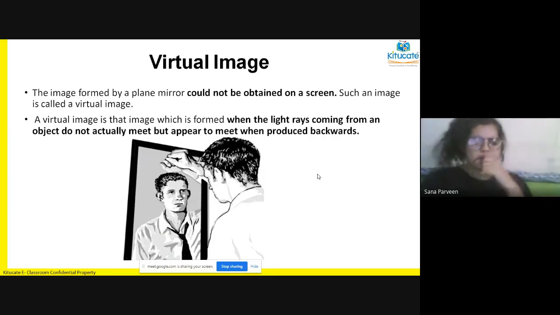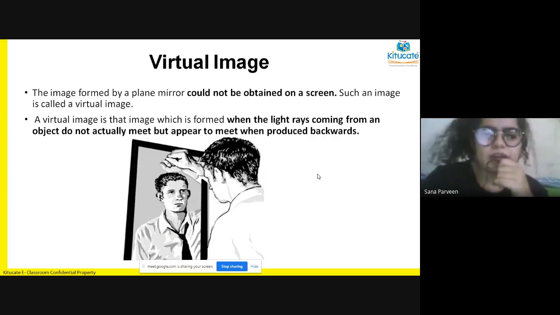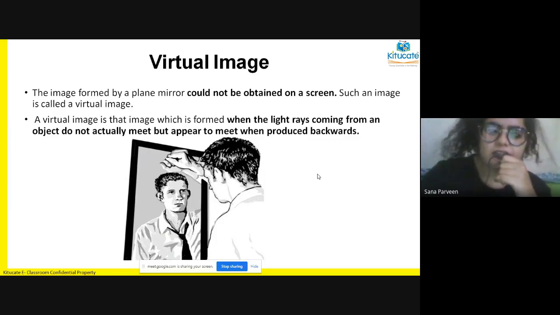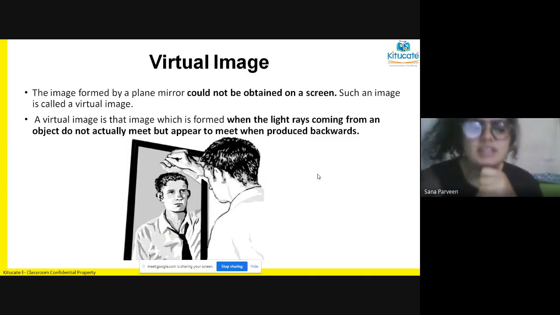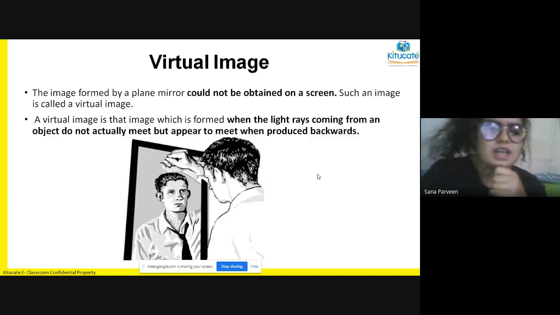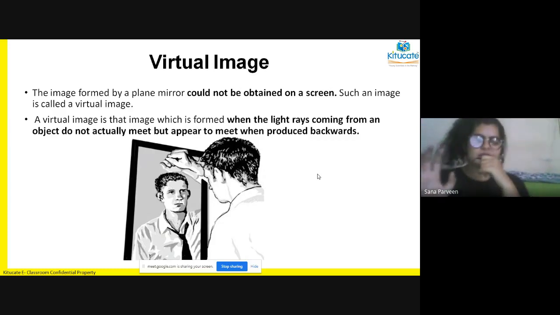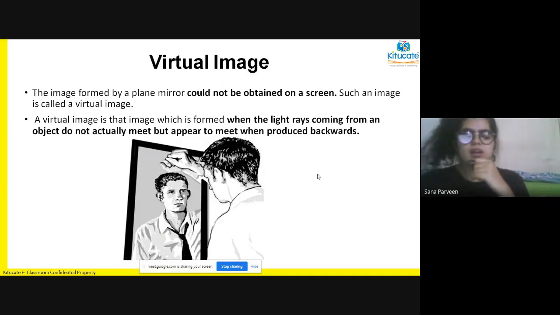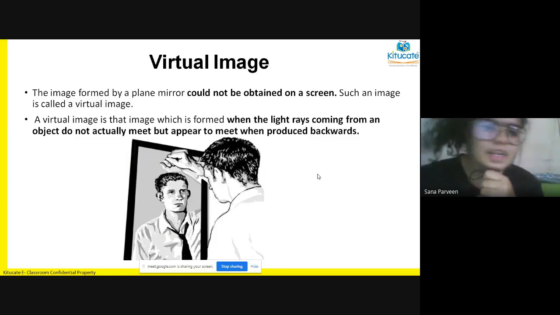Virtual image is what? An image formed by a plane mirror could not be obtained on a screen. The virtual image cannot be obtained on a screen. You're just able to see it in a mirror. Such an image is called a virtual image. So that means, see, you are standing in front of the mirror. You are only one, but it is appearing as if you're two, which is not real, which is false, which is virtual.